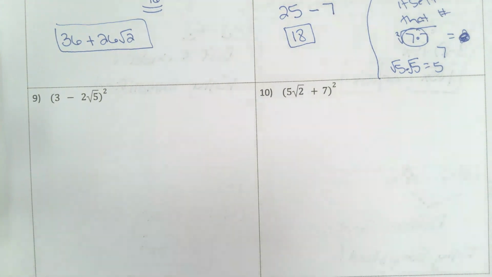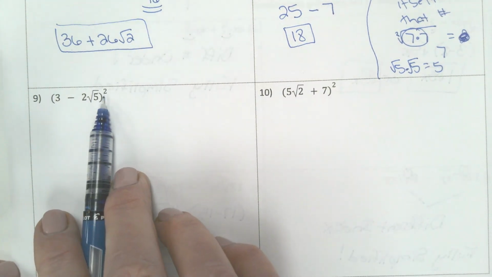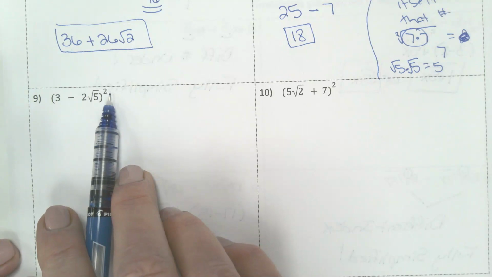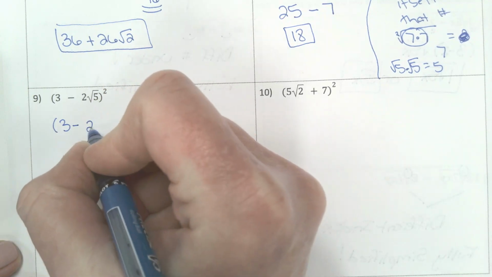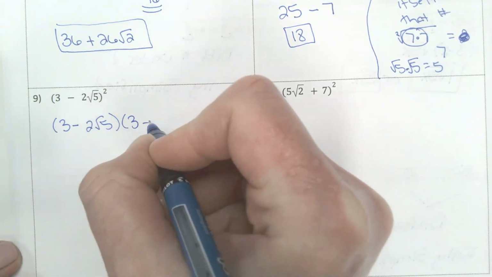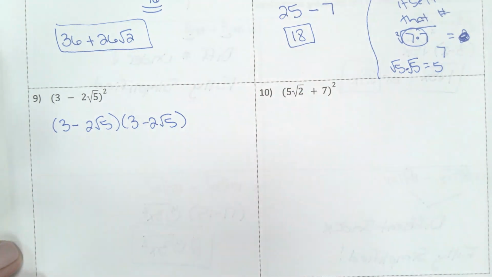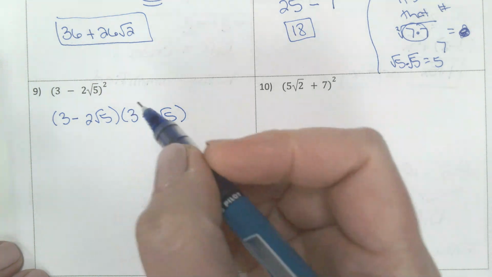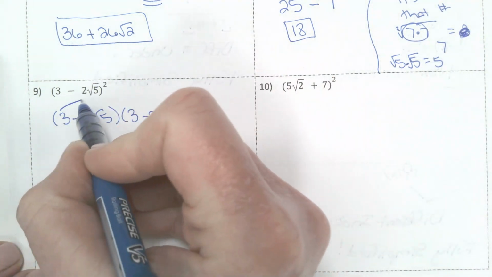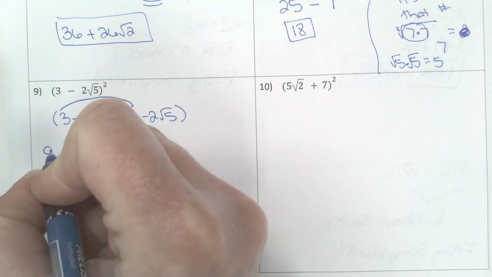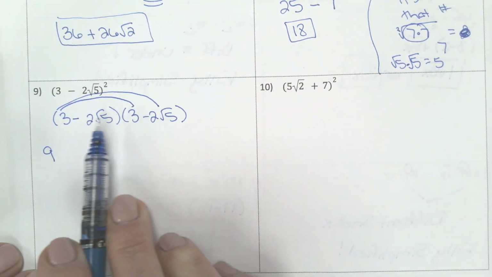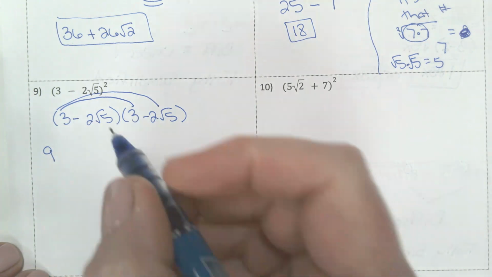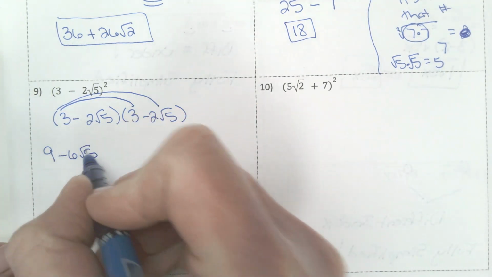The last two, we have some squares. So anytime you have a term being squared, you should always rewrite it. So once I rewrite it, now I'm going to do exactly what I did on the prior two problems. I'm going to multiply FOIL. So 3 times 3 is 9. 3 times negative 2 radical 5. So the 3 and the 2 are outside the radicals, so that is negative 6 radical 5.